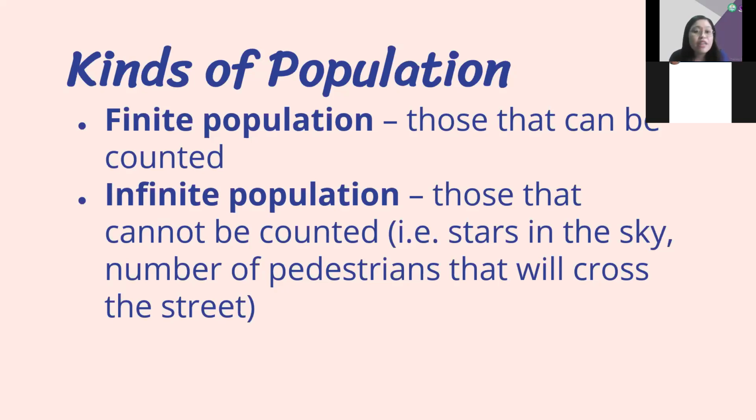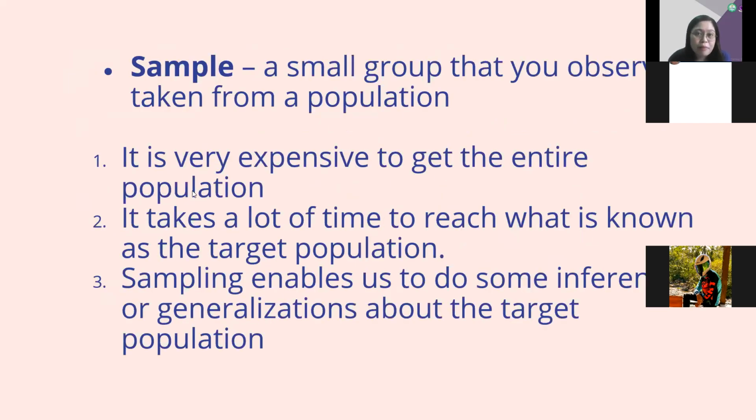However, we also have infinite population. And ito yung kabaliktaran. We cannot count this. So examples, we have here stars in the sky, or the number of pedestrians that will cross the street, that will be impossible to count, no? And at the same time, we have to consider also na hindi naman pareho yung number of people na nagko-cross on a certain street. So most of the time, we will have the finite population.